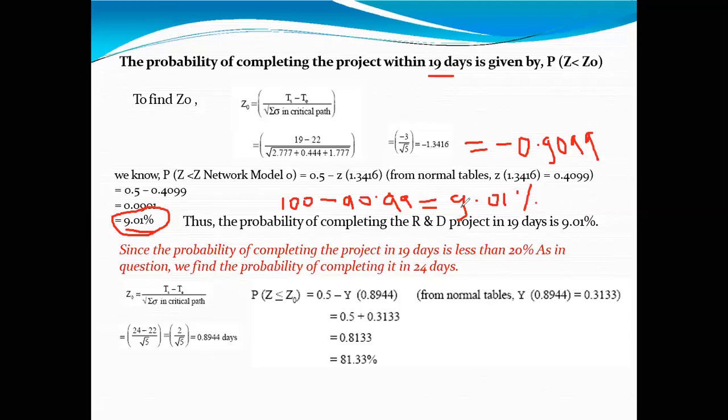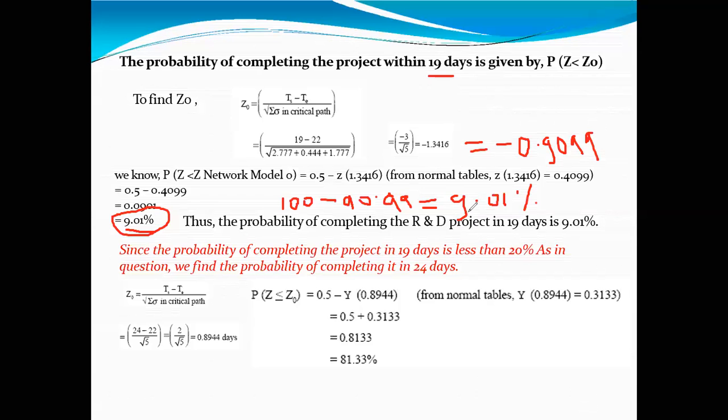Okay, so this calculation shows that in the given problem, after 19 days, the project will be completed by only 9%. Is it right? That is the important part. After 19 days, only 9% of the project is completed.